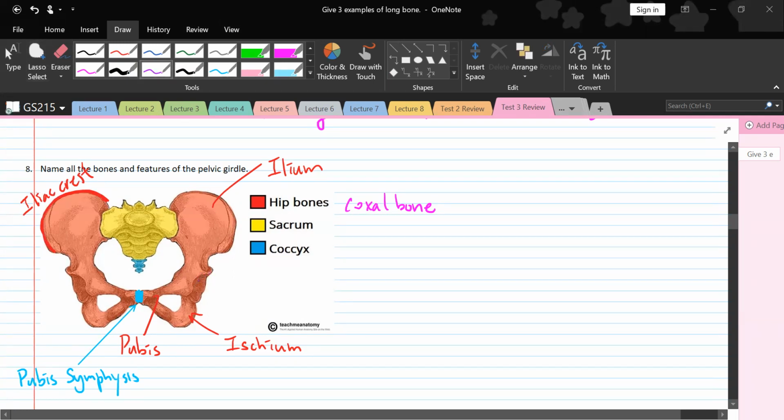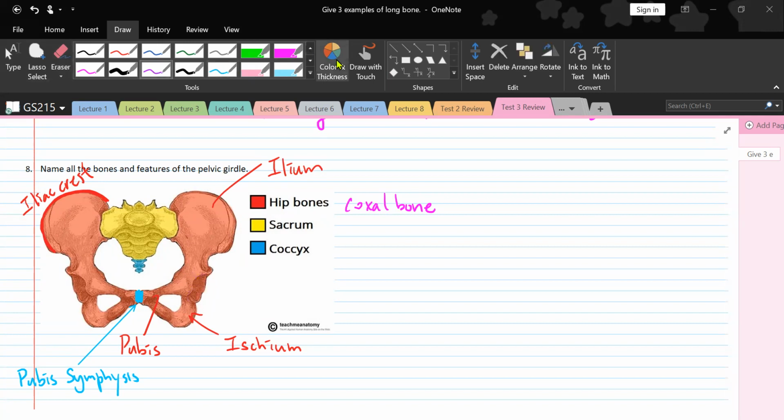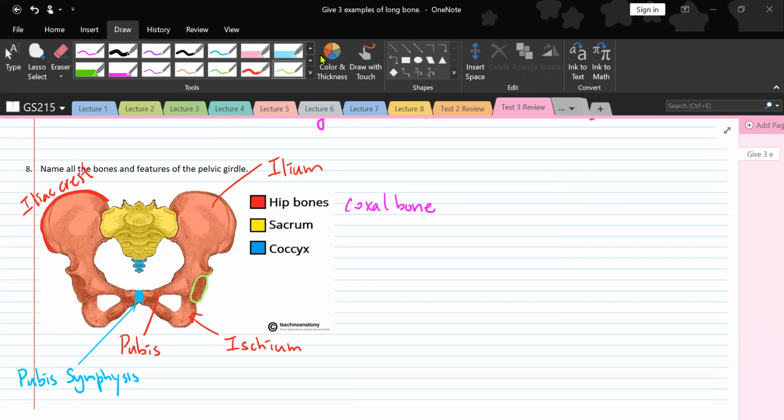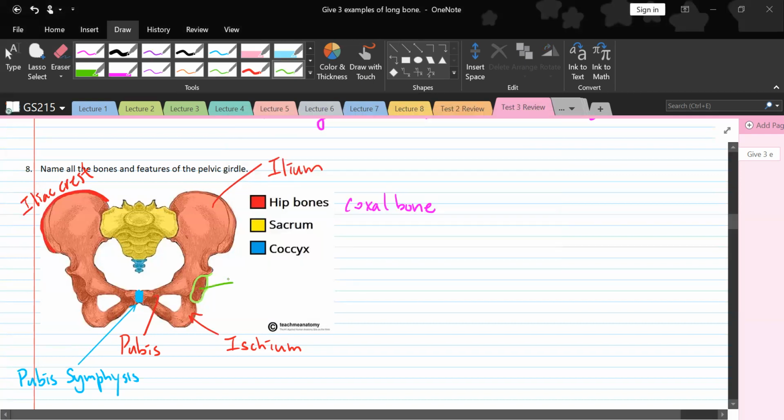There is the socket right here. The socket for the femur to fit into it. And that here is called the acetabulum. Acetabulum. Okay, that's where the head of the femur will fit in. Forms a ball and socket joint with the femur. Okay.